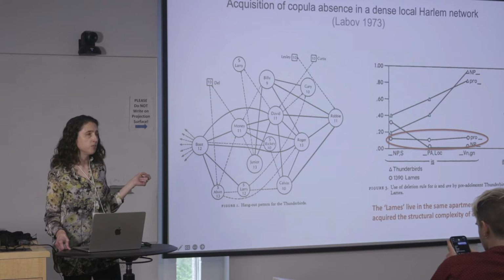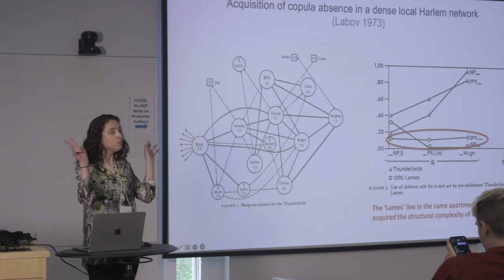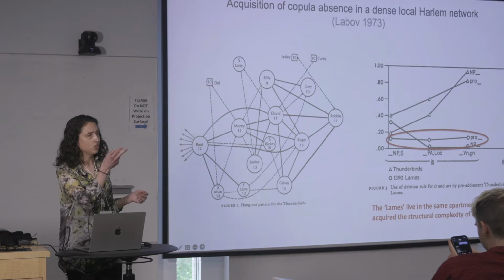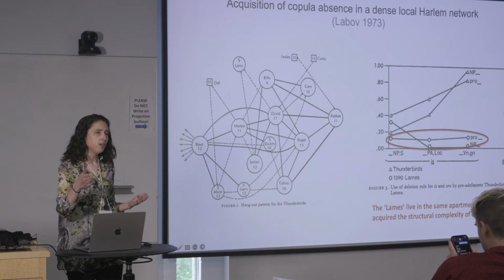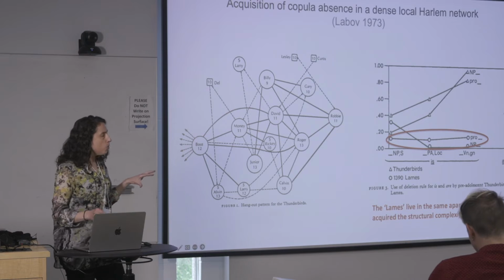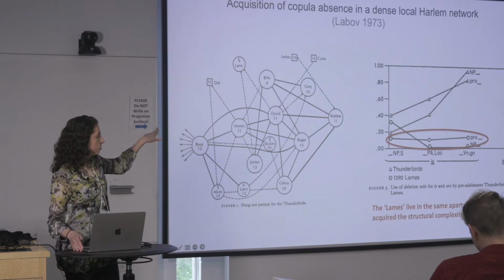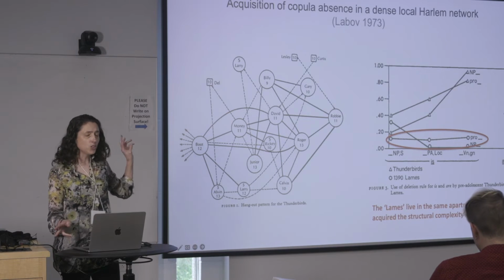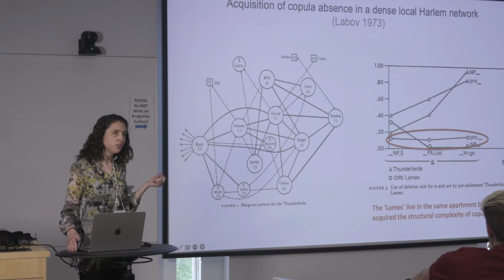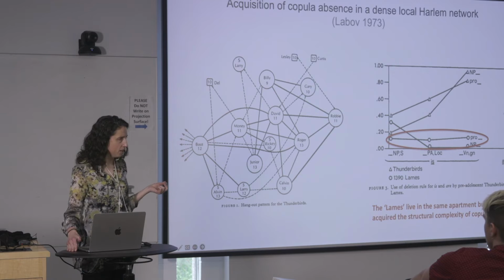Now that itself is really puzzling. That's been called an enigma of uniformity, right? Like how African-American English can maintain such complex variables across such far-flung communities. But what you see on the bottom of the graph there, circled, is that the so-called lames, the peripheral network members, do not know the structural constraints on copula absence, okay?